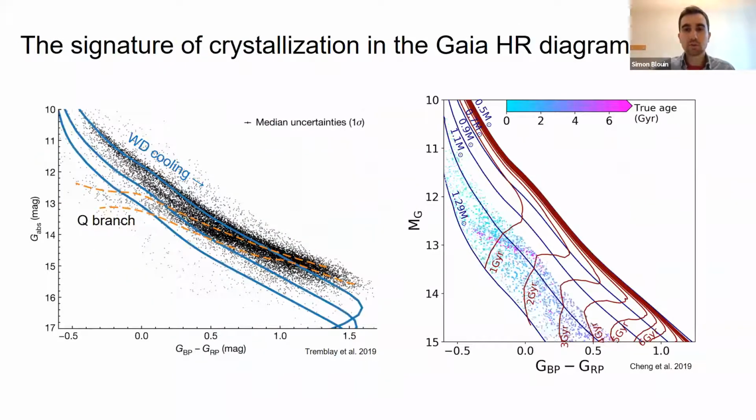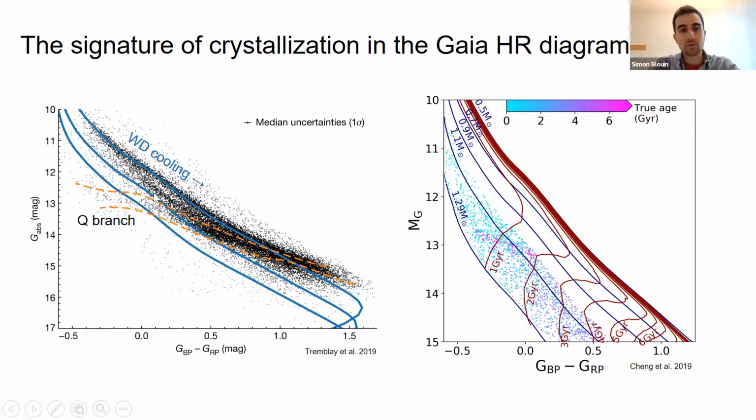So the signature of those two excess energies has been identified in the Gaia HR diagram. Here I'm taking a plot from Tremblay et al. 2019. Every little dot here is a white dwarf. The white dwarfs evolve here to the right along the blue cooling tracks. And the interesting part is this thing here that has been called the Q branch, where you can see that there's an overdensity of objects compared to times before or after the Q branch. And this has been interpreted as being due to the crystallization of white dwarfs.